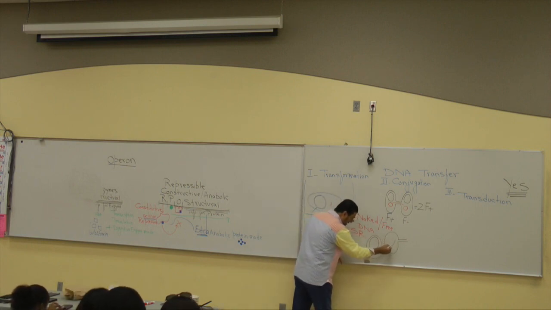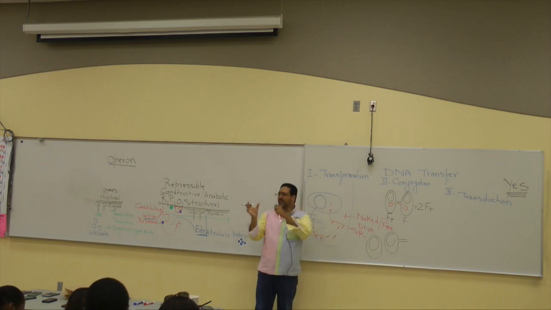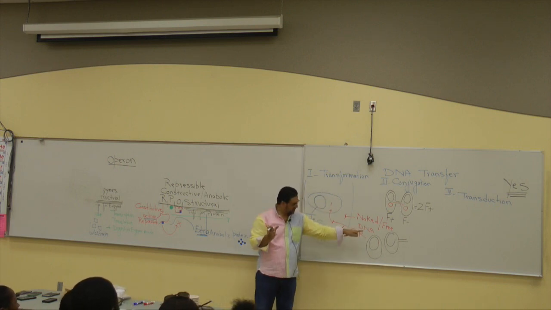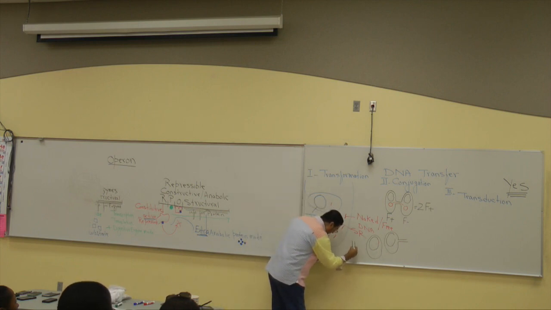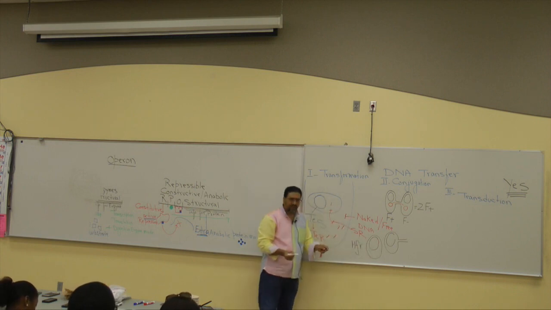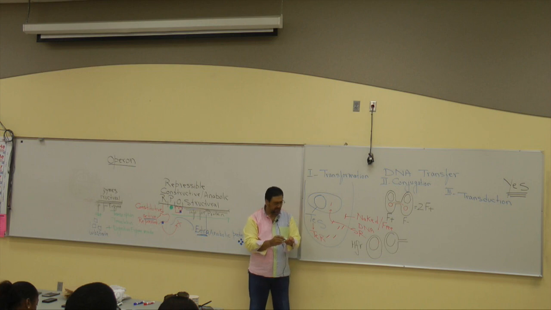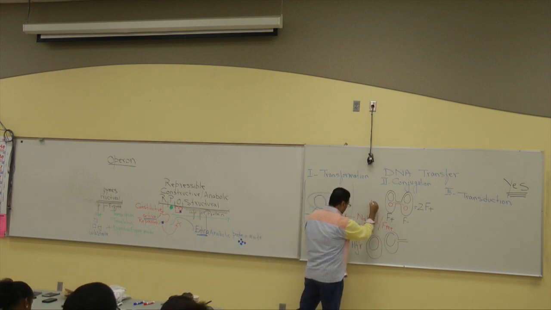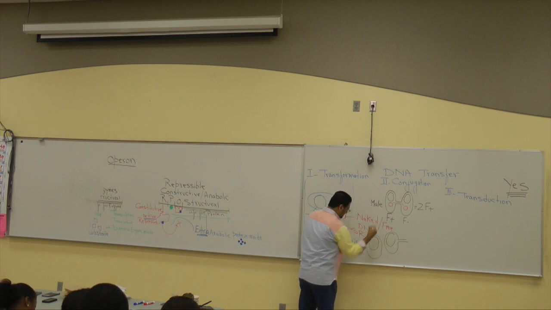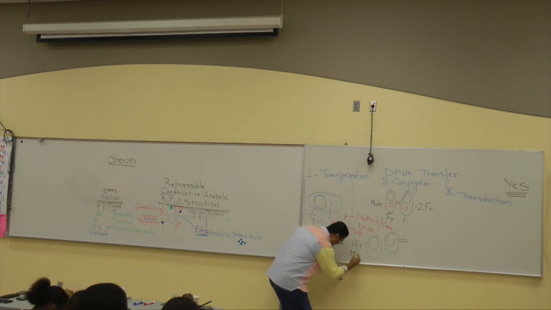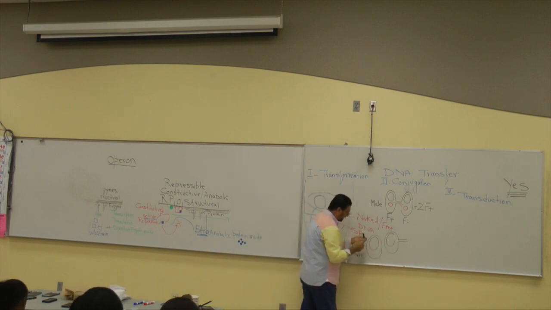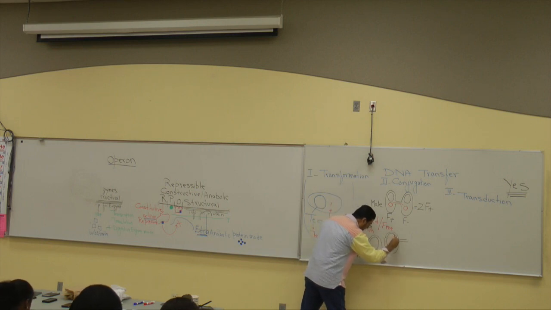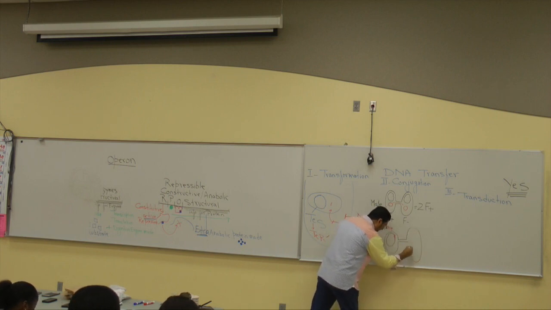So this is what we did in the lab actually. When we conjugate Hfr with F negative, this is what we did in the lab. This bacterium is called Hfr, high frequency recombinant male. This one is one male, and this is another male. But when this male conjugates with the female, the female remains female.